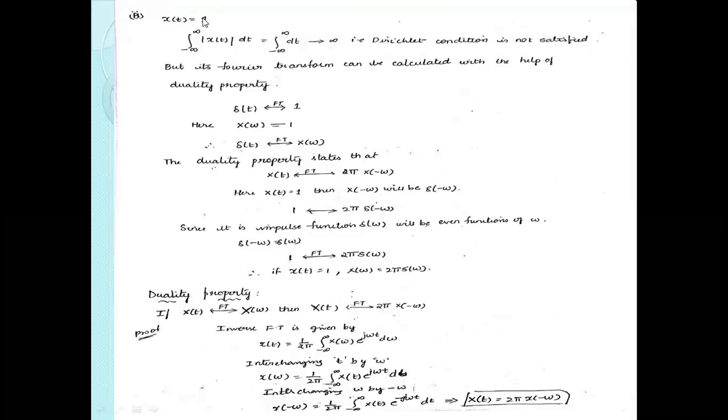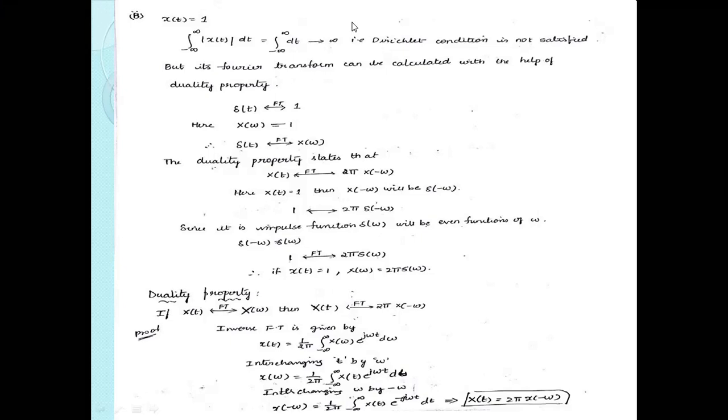Now, x of t is equal to 1. Directly, you can substitute this as 1 e power minus at mu of t e power minus j omega t dt. According to the Dirichlet condition, it is not satisfied, since it tends to infinity. It should be absolutely integrable, less than infinity. So by using the duality property, you can find the Fourier transformation of 1.